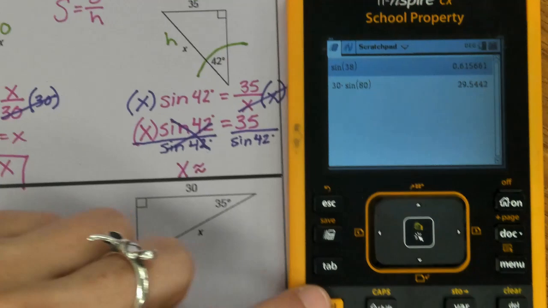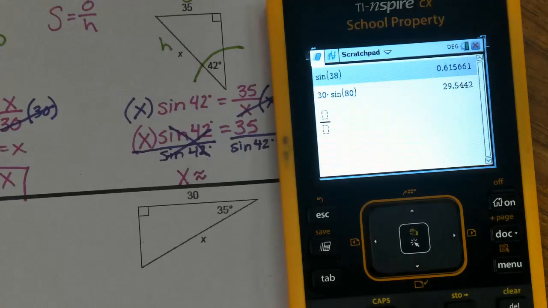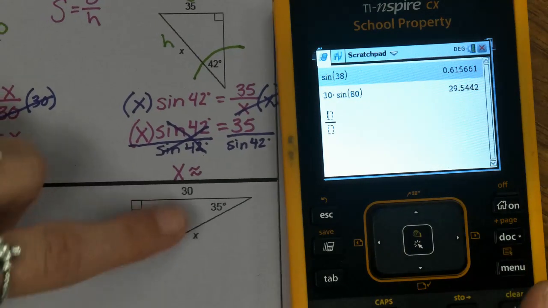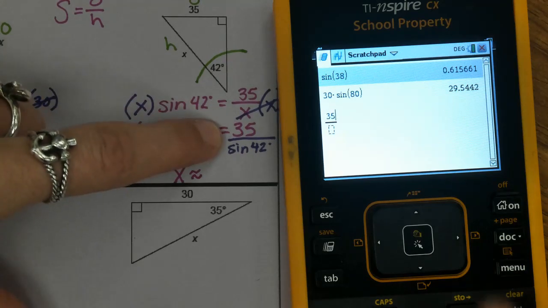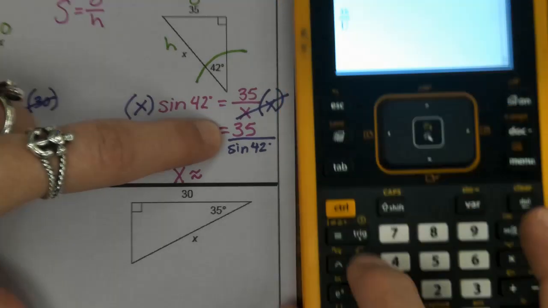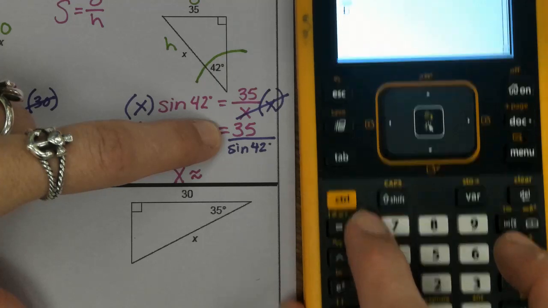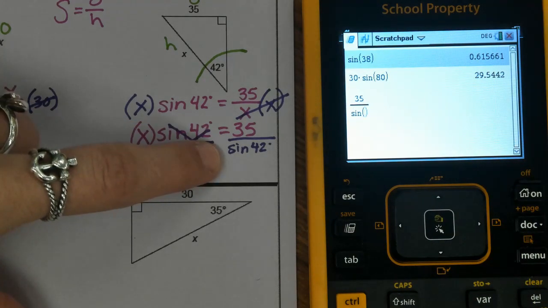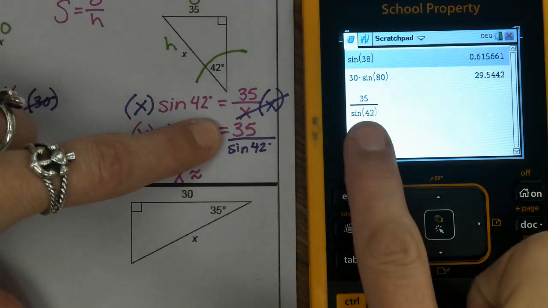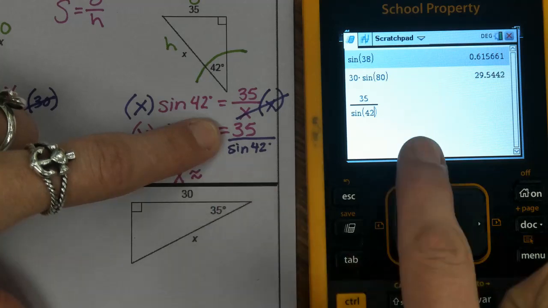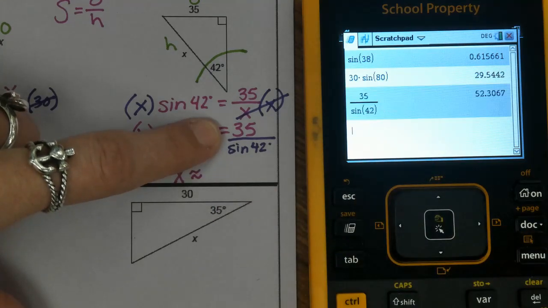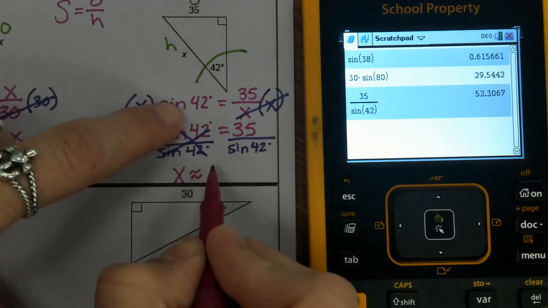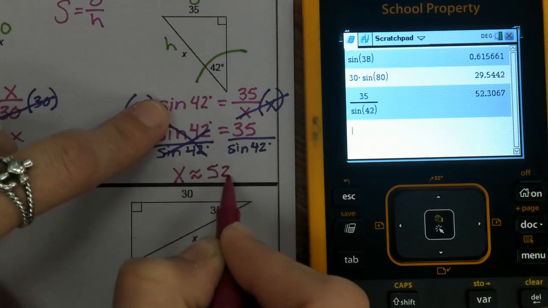in your calculator over here, you can even push the control divide and get the fraction function. Over here, I have 35 on top. I'm going to scroll to the bottom. I'm going to go to my trig button over here. I'm going to make sure it's on, because I have sine, and then type in 42. And so what you see on my calculator is exactly what you see right here, except this one has the parentheses around 42. Press enter, and there's my missing side. Okay, so x will be approximately 52.3.